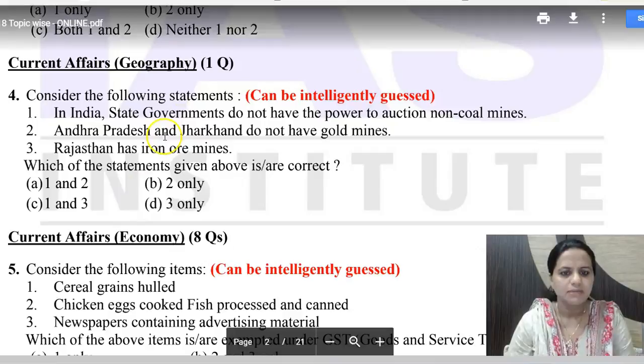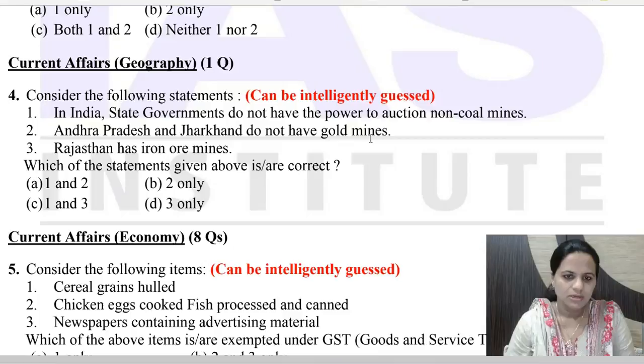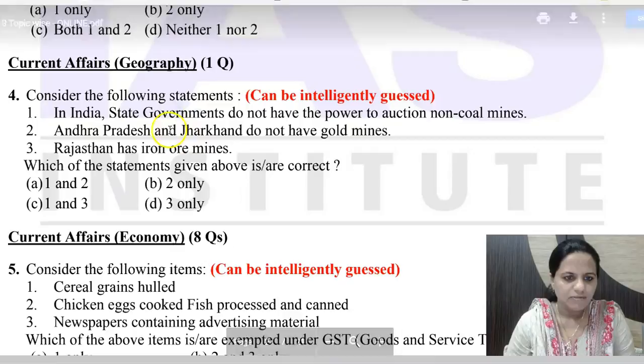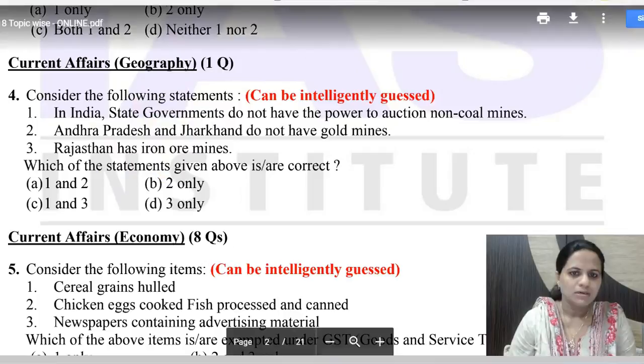Then the second is: Andhra Pradesh and Jharkhand do not have gold mines. This is also incorrect. Andhra Pradesh does have gold mines. Then, Rajasthan has iron ore mines. This again is correct. So the first two statements turn out to be incorrect and the third statement is correct. So the correct option here is D.